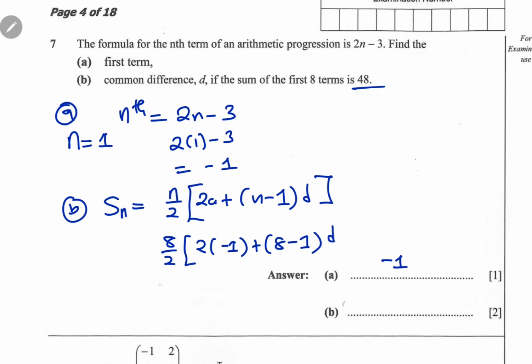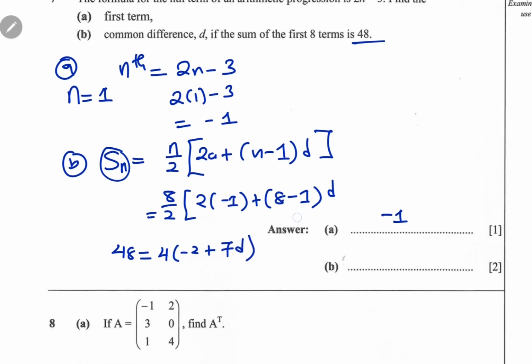Then d. So what are we going to have? Here, the sum given is 48. So 48 is equal to, this is just the same as 4. Inside here is negative 2. Then here, that is the plus 8 minus 1 multiply d. So it will be 7d.